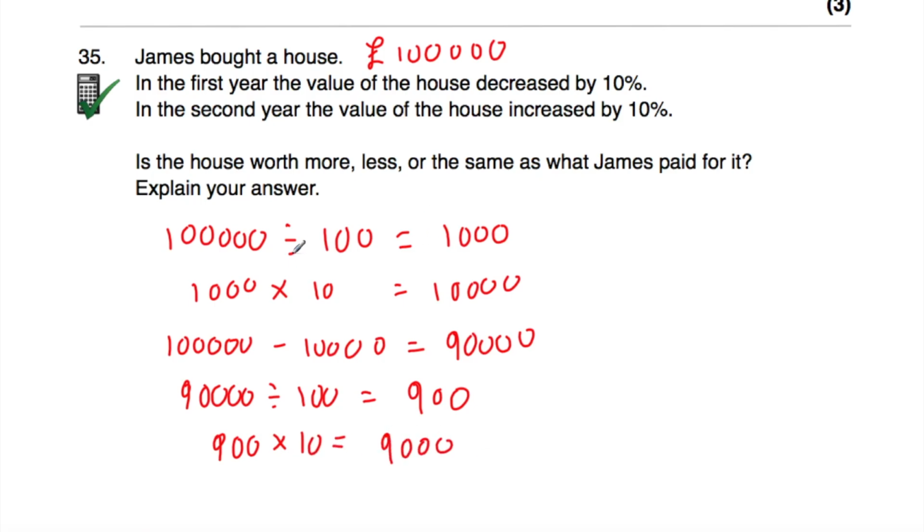Actually, I just want to mention in this question, to find 10% of a number, you could just divide by 10. So you could take the 100,000 divided by 10. That's equal to 10,000. And then you could get the 90,000 just divided by 10. That's equal to 9,000 and so on. But in this question, I've just found 1% and times it by 10.